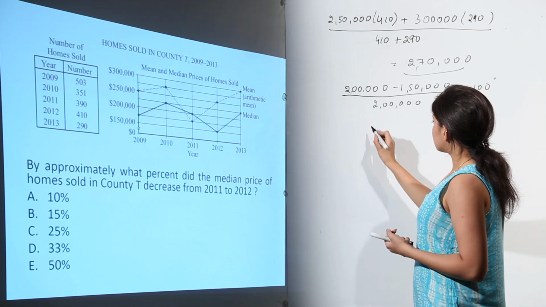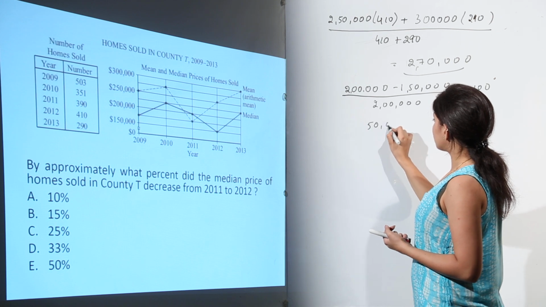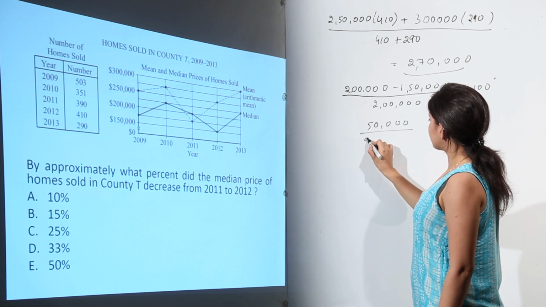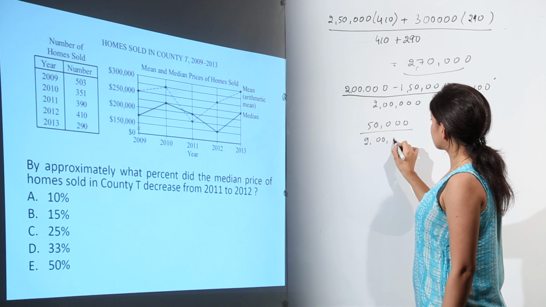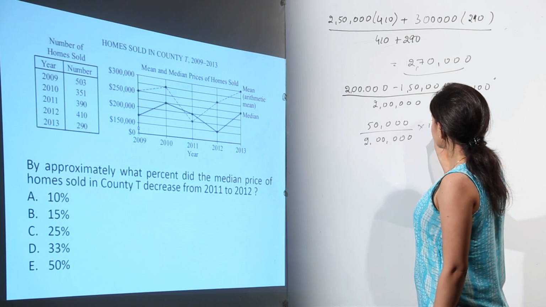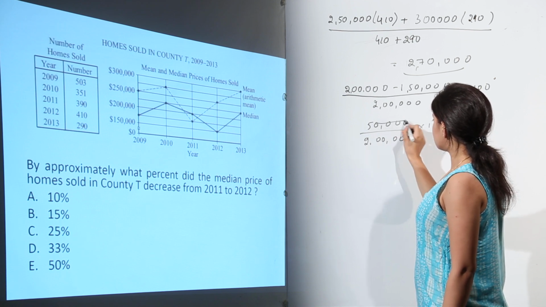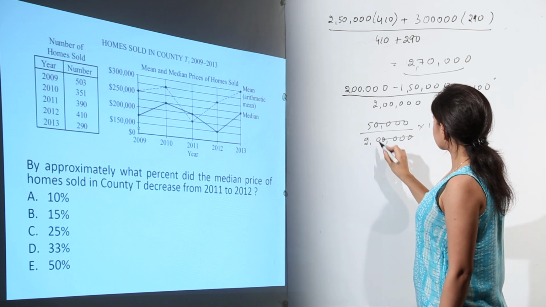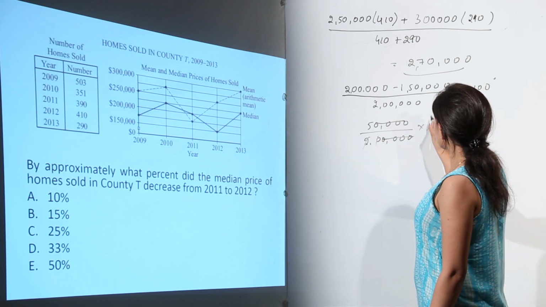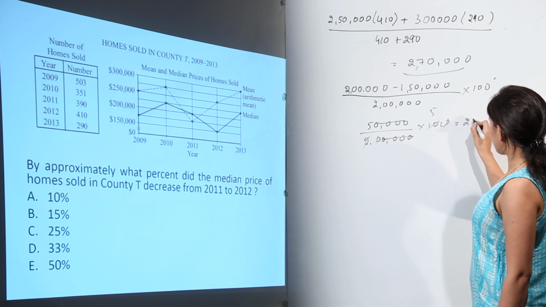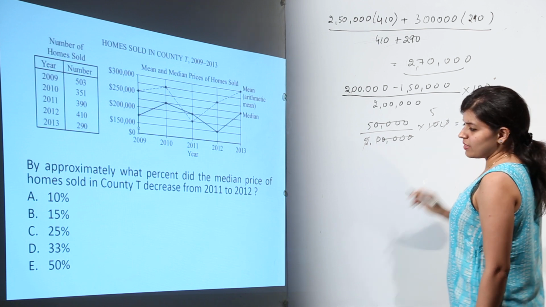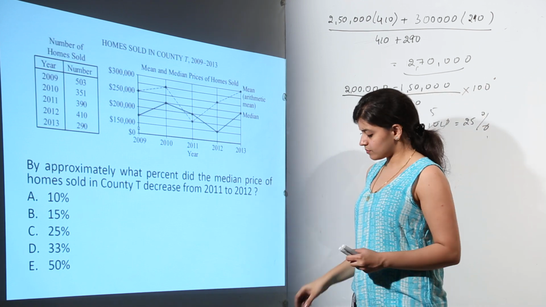If we subtract this, we get 50. The denominator, we get 2 lakh. Let us cancel this, which will give us 25%. That means our option C.